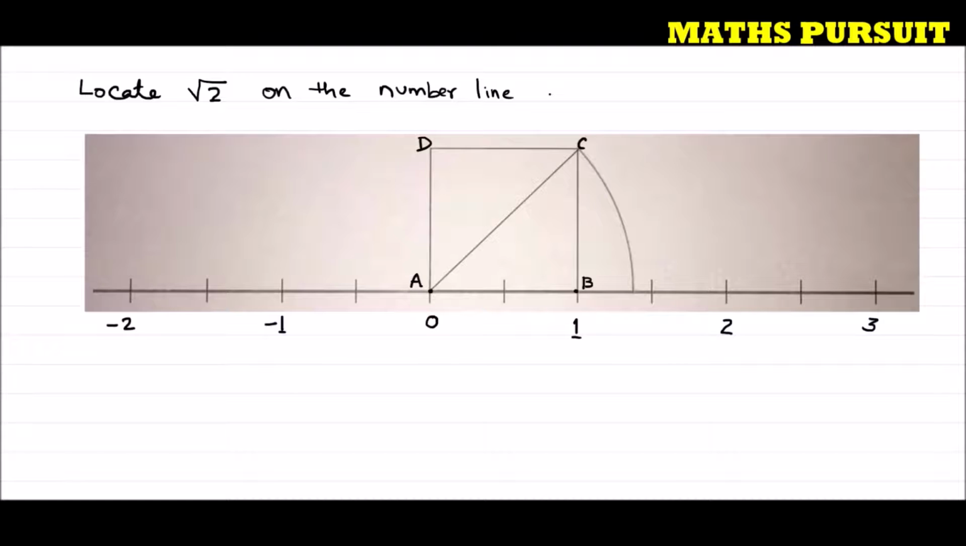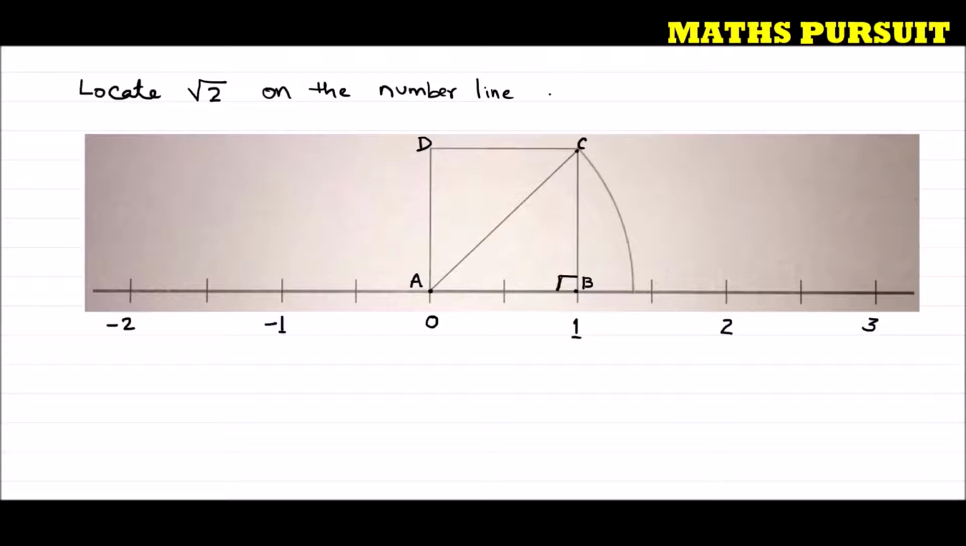So what we did, I had just drawn a number line and I have drawn a square taking the side as 1 unit. Now let us join the diagonal, which will become AC. Now you could see that we have a right angle triangle, ABC is a right angle triangle here.